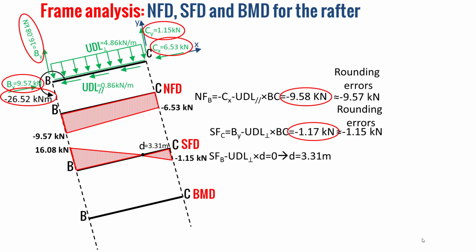Now, for the bending moment diagram, we have minus 26.52 kilonewton meter as bending moment at the point B, and at the point D we have a shear force equal to 0. So based on the fact that the variation of the bending moment along the longitudinal direction of the rafter is equal to the shear force, when the shear force is equal to 0, the bending moment is an extremum, which is a maximum here. So we have to calculate the bending moment at the point D.